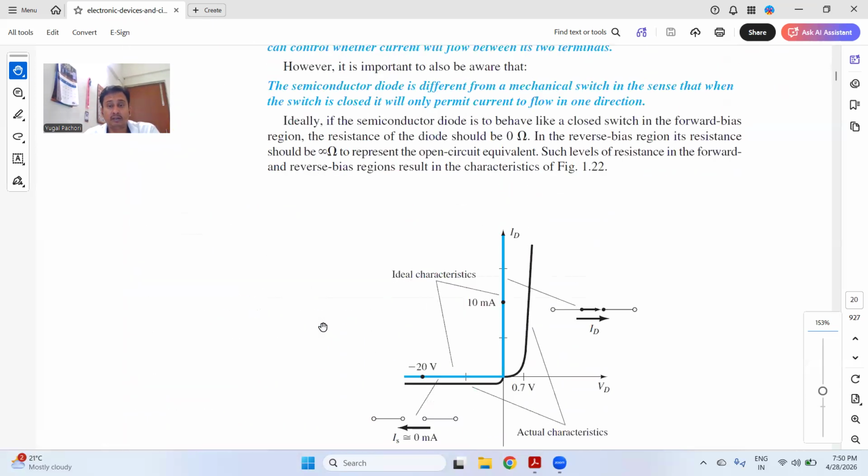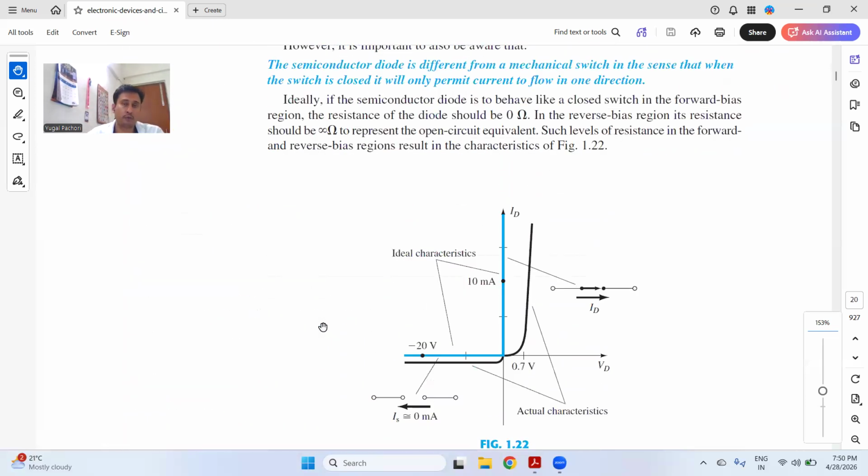But practically, the diode behaves differently. It has some cut-in voltage. After the cut-in voltage, the current increases. The cut-in voltage is 0.7 V for silicon and 0.3 V for germanium. In the reverse bias condition, it also behaves like this. You can understand with this graph. The current increases slowly, and beyond a certain point, there is a breakdown. I already told you the concept of breakdown. So I'm stopping over here.